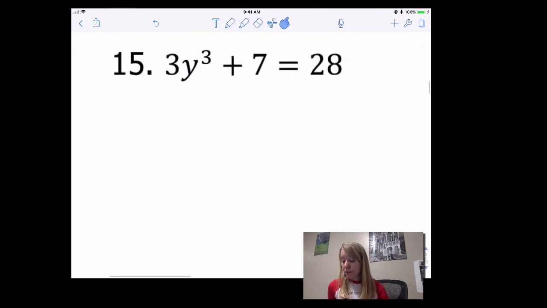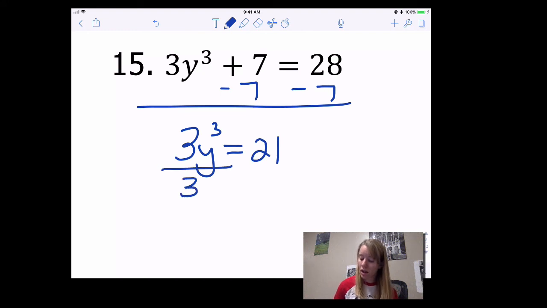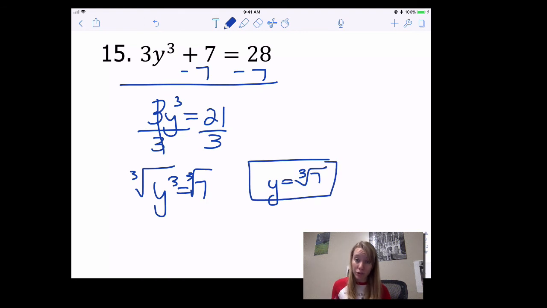Number 15 is in a little different form than we've seen so far, but we have seen these types of problems before. PEMDAS backwards, subtract 7 on both sides. I've got 3y cubed equals 21. PEMDAS backwards, now it's multiply, divide. Divide by 3 on both sides. Y cubed equals 7. Take a cube root on both sides, and y is equal to the third root of 7. It's not plus or minus because of the 3, because it's a third root, not an even root.